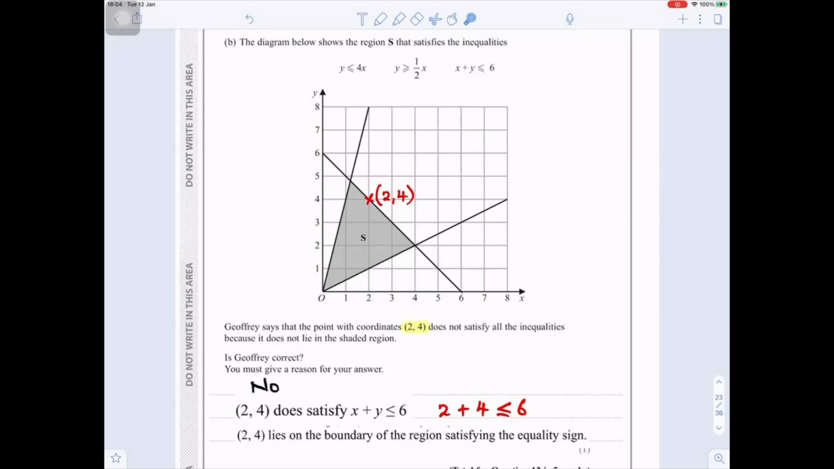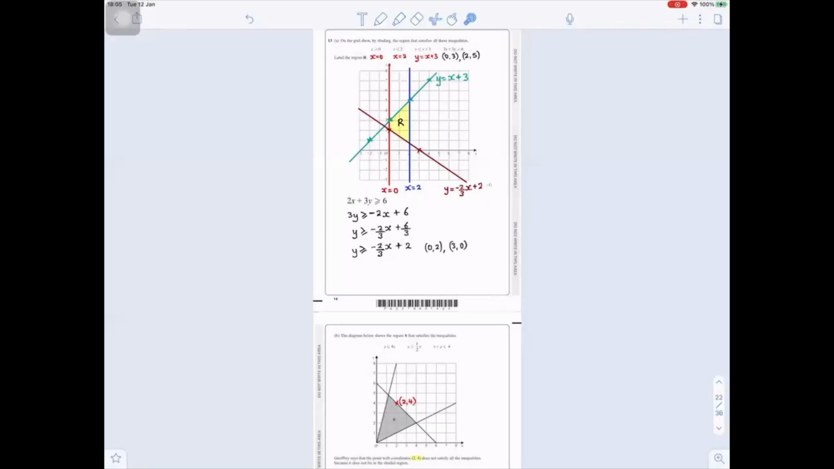Let's mark the point (2, 4): 2 to the right, 4 up. So the point (2, 4) actually is on one of the lines. (2, 4) is on the line x plus y equals 6. So (2, 4) does satisfy. If you put x is 2 and y is 4, 2 plus 4 is less than or equal to 6, which is correct. So (2, 4) lies on the boundary of the region, satisfying the inequality. So that's how you do all of question 13.